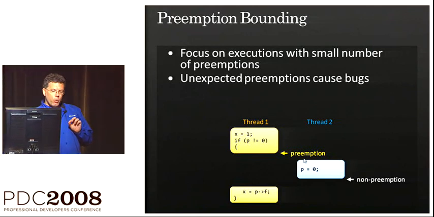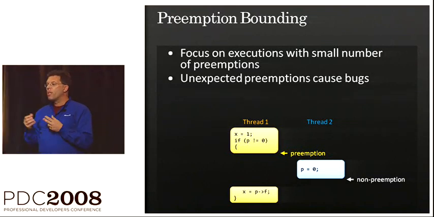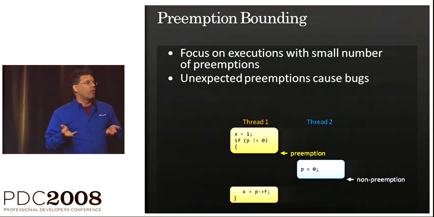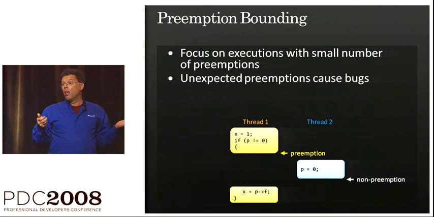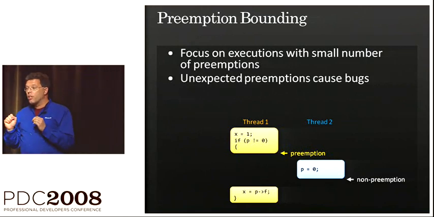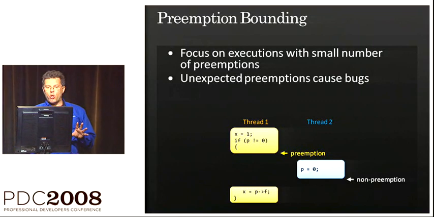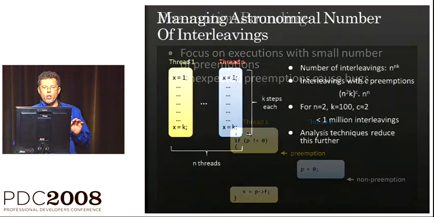In CHESS, we distinguish between the preemption, that is the unexpected interruption, and the non-preemptive event. That's a context switch that you have to take because, say, you tried to acquire a lock and you were blocked, or your thread ended and you had to switch to another thread. Okay? So this is the key idea of CHESS. Let's enumerate the schedules using a bound on the preemptions.